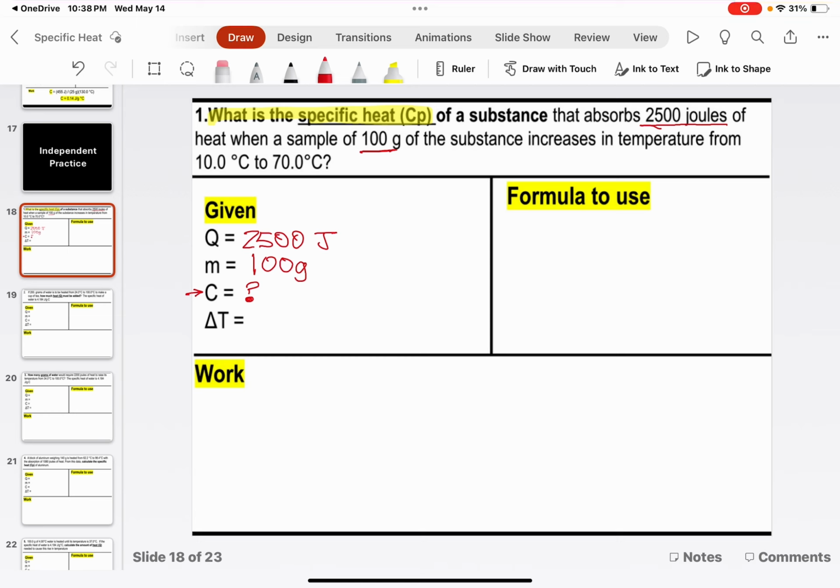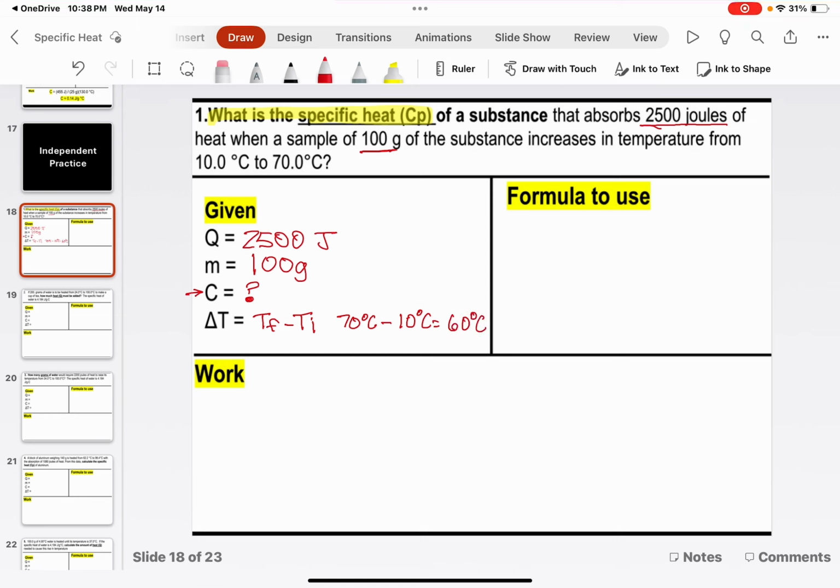And then change in temperature. For change in temperature, it's always going to be your final temperature minus your initial temperature. So your ending temperature minus your starting temperature. It tells you that it increases from 10 degrees to 70 degrees. So 70 degrees is your ending temperature minus your starting temperature, which is 10 degrees. So the total change in temperature is 60 degrees Celsius.